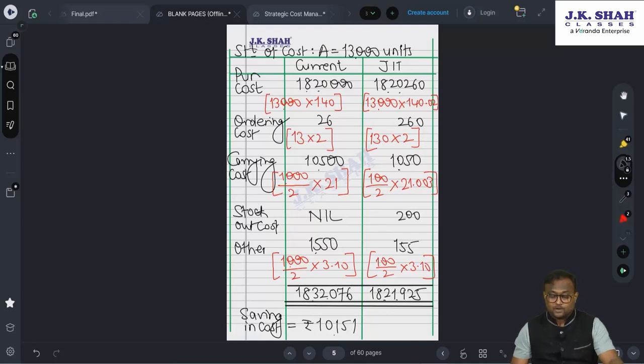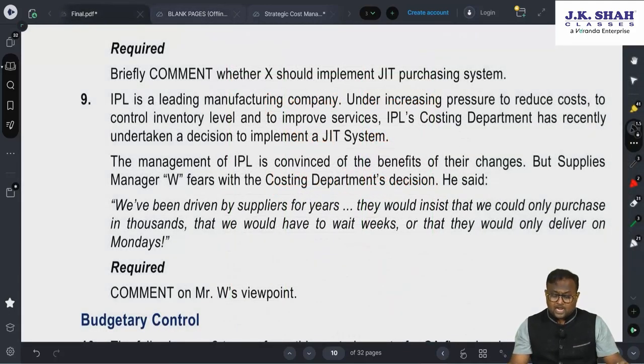So that was your question number 8. Question number 9. IPL is a leading manufacturing company under increasing pressure to reduce cost, to control inventory level and to improve services. The costing department has recently undertaken a decision to implement JIT system. The management of IPL is convinced of the benefits of their changes, but supplies manager W fears this costing department decision. He said, "We have been driven by suppliers for years. They would insist that we could only purchase in thousands, that we would have to wait weeks and that they would only deliver on Mondays."